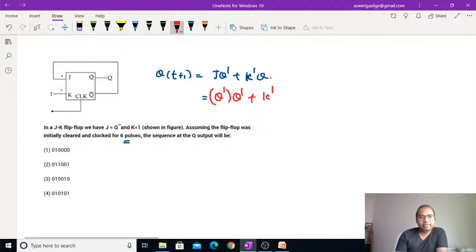Sorry, K is given as 1, right? So it becomes 1 bar and Q. What will happen, guys? It becomes Q bar, because 1 bar is equal to 0. So the Q output is continuously complementing for each and every clock pulse, okay? Whenever the rising edge of the clock pulse appears, it changes its state.